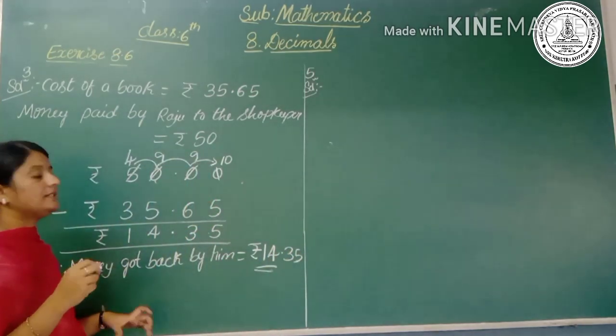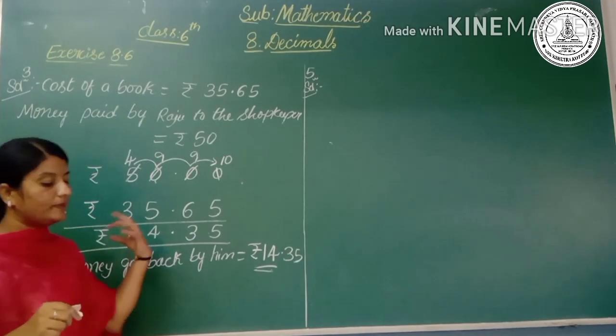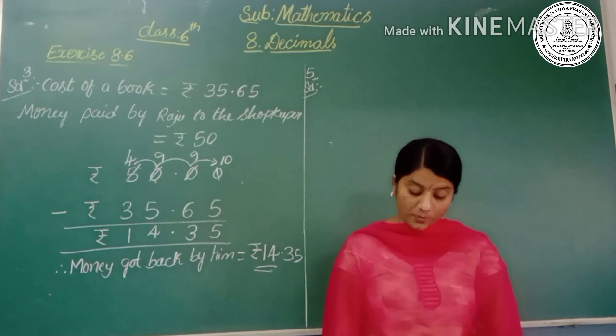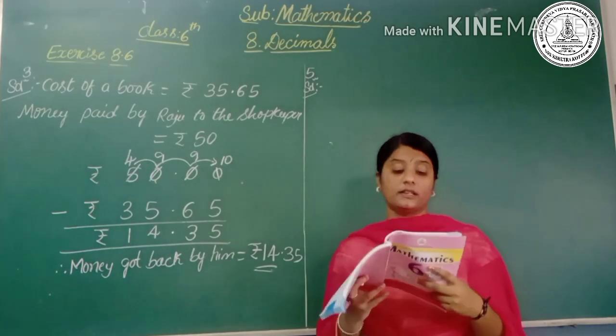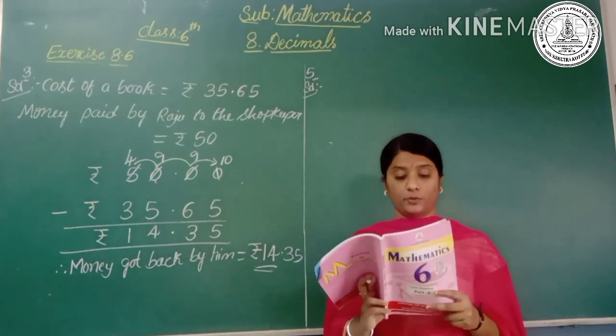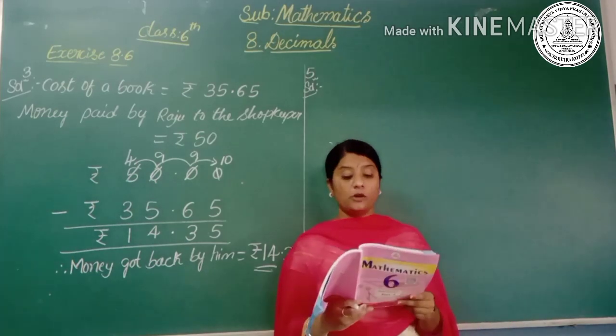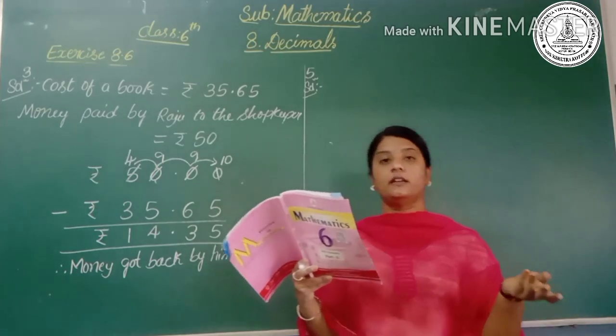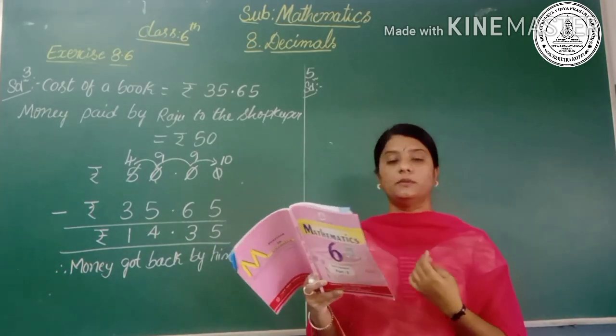Okay, is it clear? Yes. Similarly, there is a fourth question. Rani had rupees 18.50. She got one ice cream for rupees 11.75. How much money does she have now? Here also there is a problem on the amount.